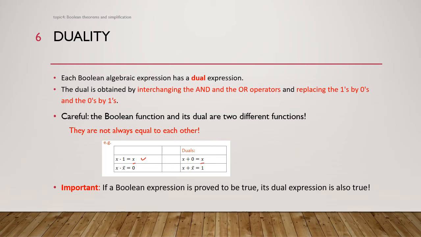So if the original function is a true function, then its dual function is also true. That's why we introduce the dual, which means if we can prove one expression is true, then its dual expression should also be true automatically. So that's why we do this.